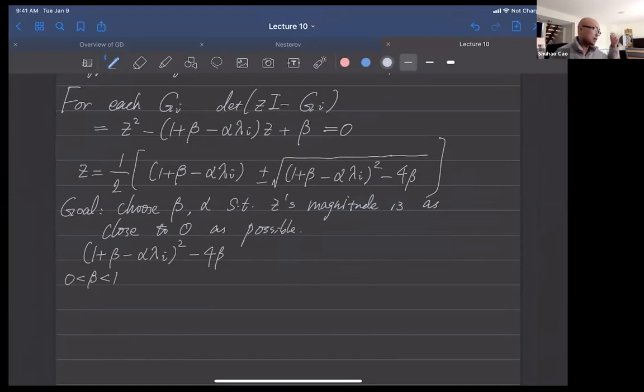Beta is our momentum constant, like I said earlier. Sometimes we choose it as 0.9, sometimes 0.99, but it's less than one. So this means 1 plus beta is less than 2. Alpha is much less than 1, but greater than 0, and lambda i is the ith eigenvalue of our Hessian matrix. And our Hessian matrix is a positive matrix, so this is greater than zero.